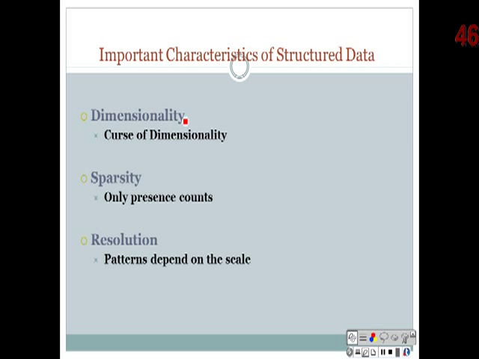We have a very popular problem, dimensionality, and they name it the curse of dimensionality, because the more attributes you have, the more difficult it is for you to mine your data. And that's why they name it curse of dimensionality. You cannot find the patterns as your attributes go more and more. That's why they use some kind of reduction.